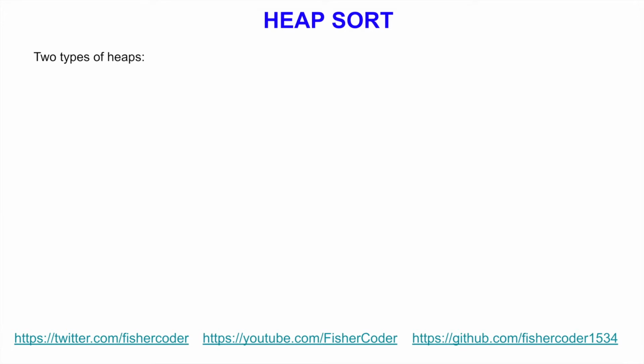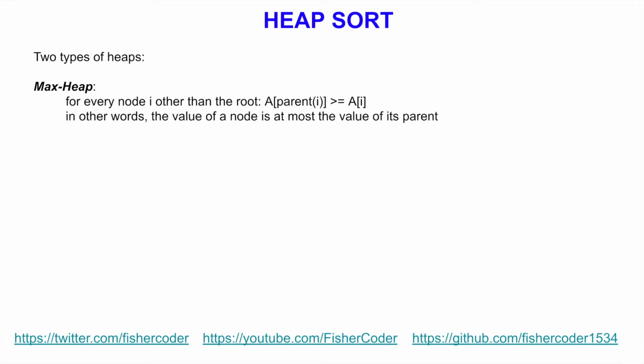With that said, there are two types of heaps. One is called max-heap. What that means is for every node i other than the root, the parent of node i is always greater than or equal to this node itself. In other words, the value of a node is at most the value of its parent. It couldn't be bigger. That's what it means. Which indicates the largest element in the max heap is at the root level.